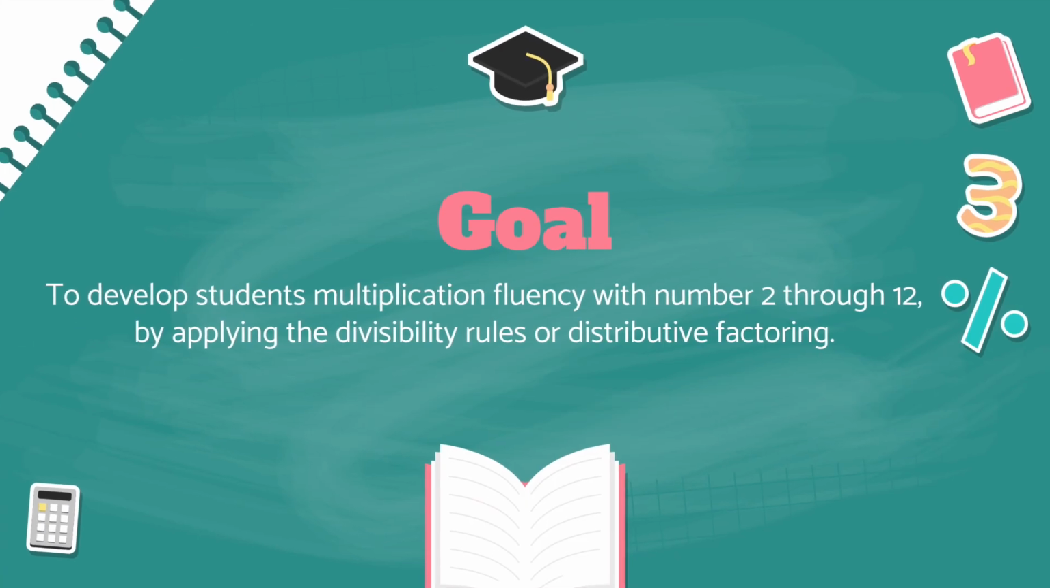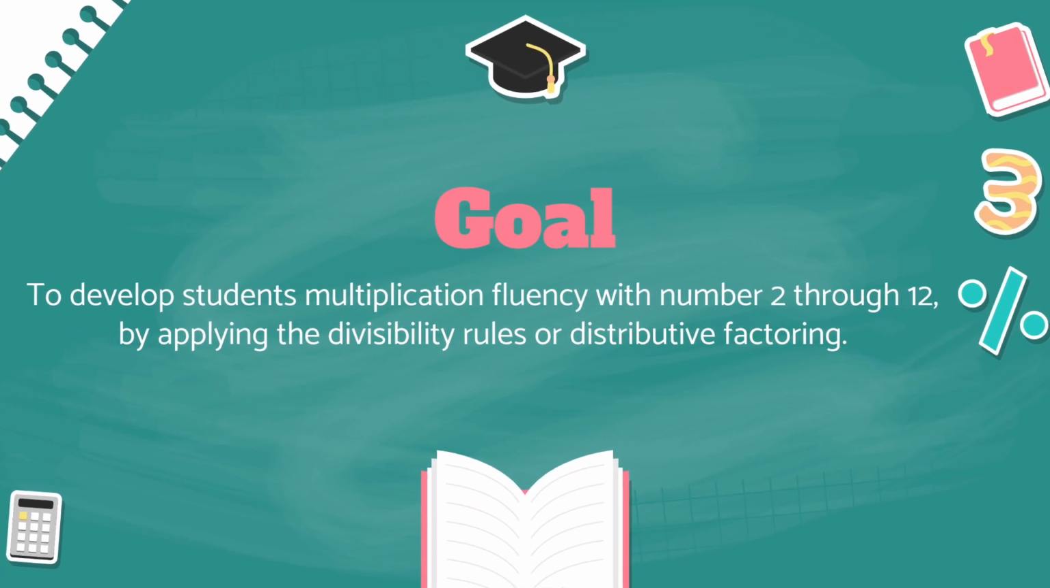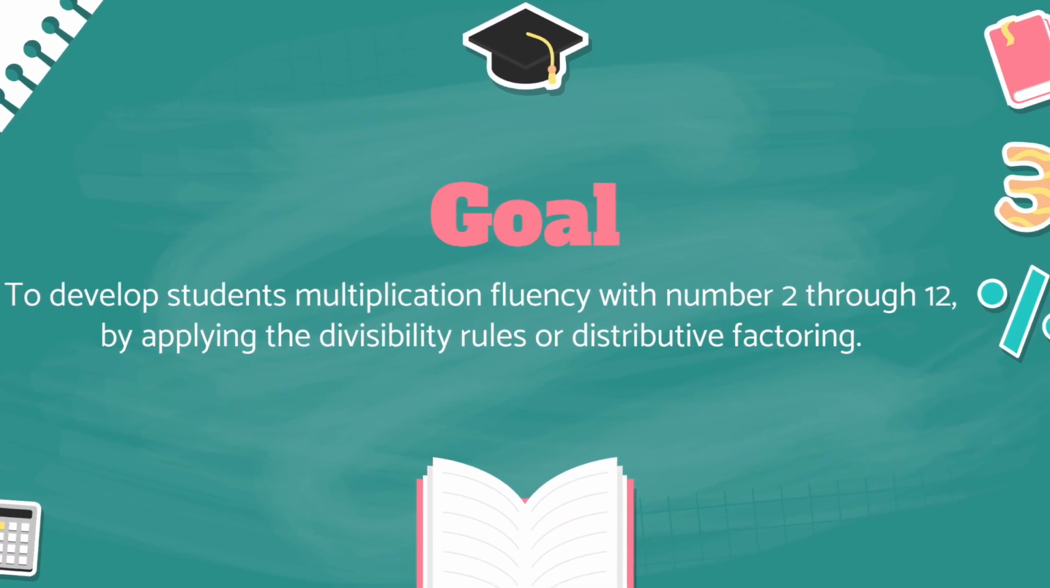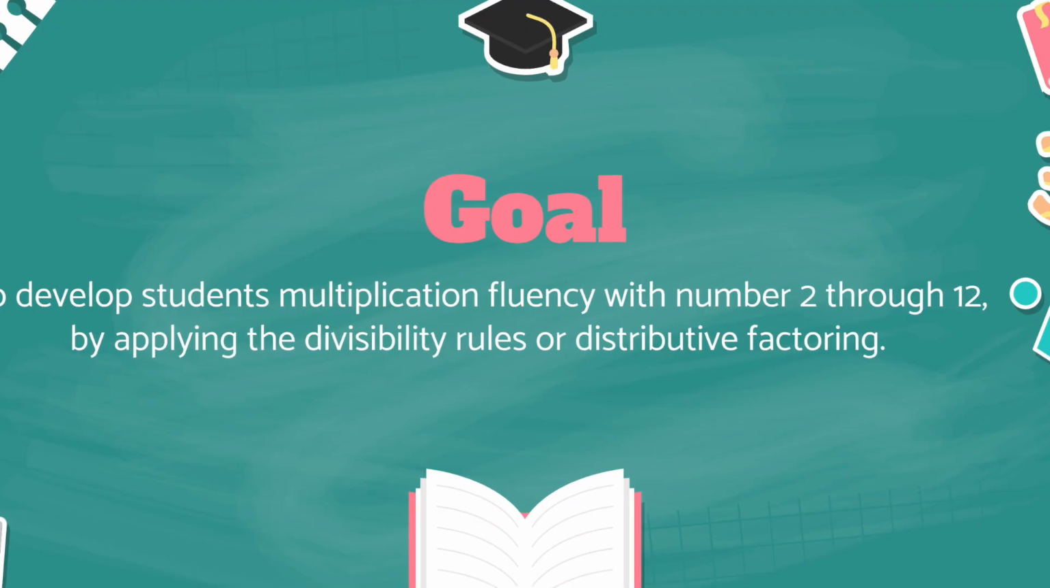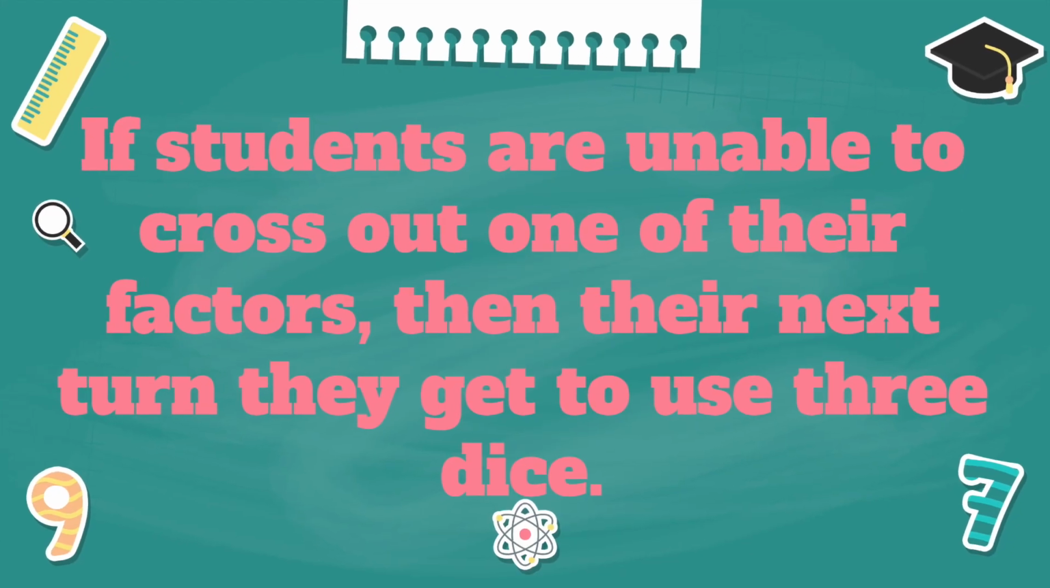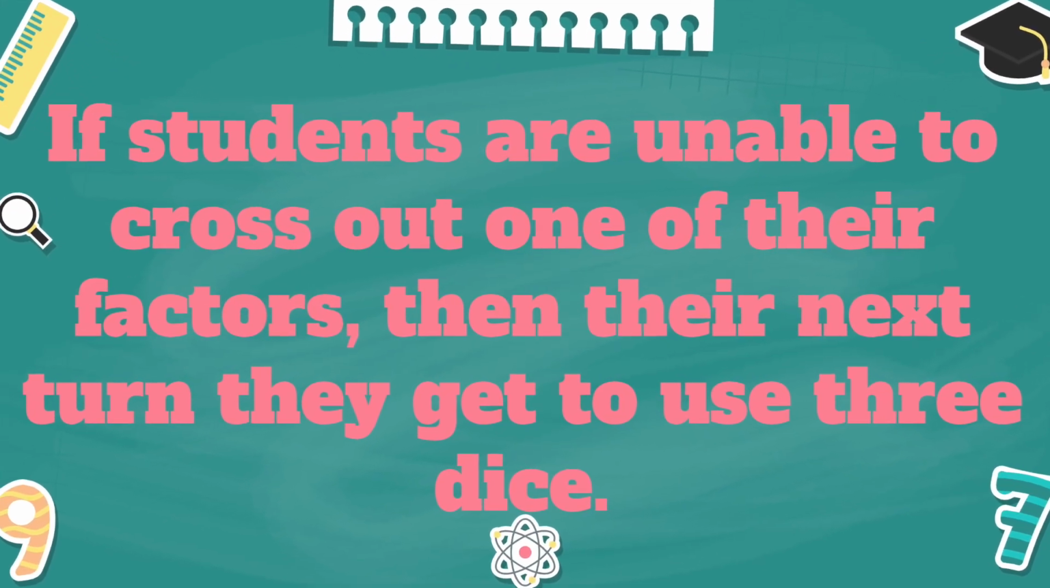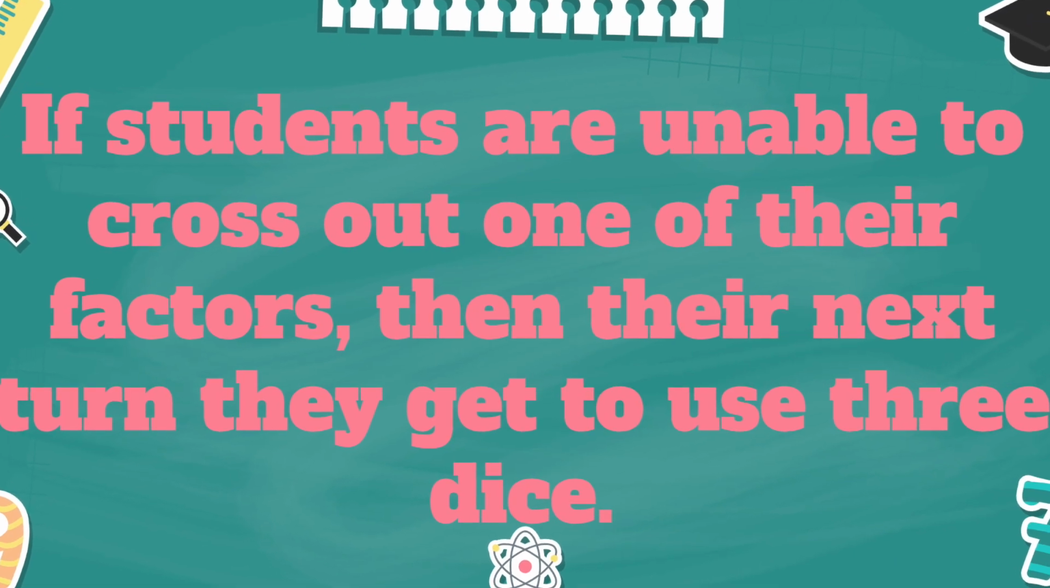The goal for this game is to develop students' multiplication fluency with numbers 2 through 12 by applying the divisibility rules or distributing factoring. If students are unable to cross off one of their factors, then their next turn they get to use 3 dice.